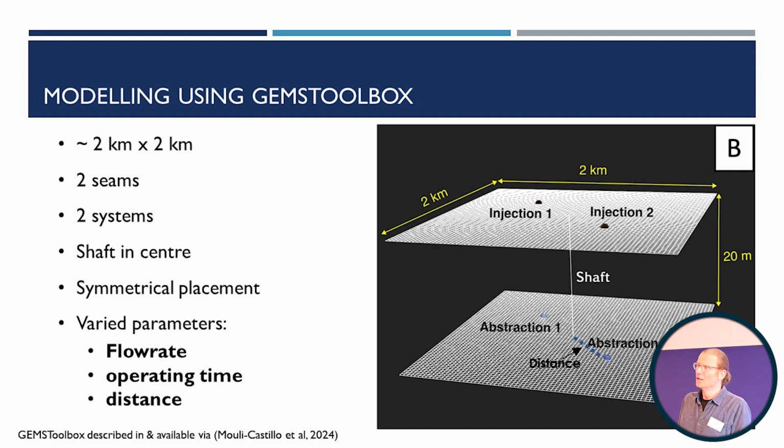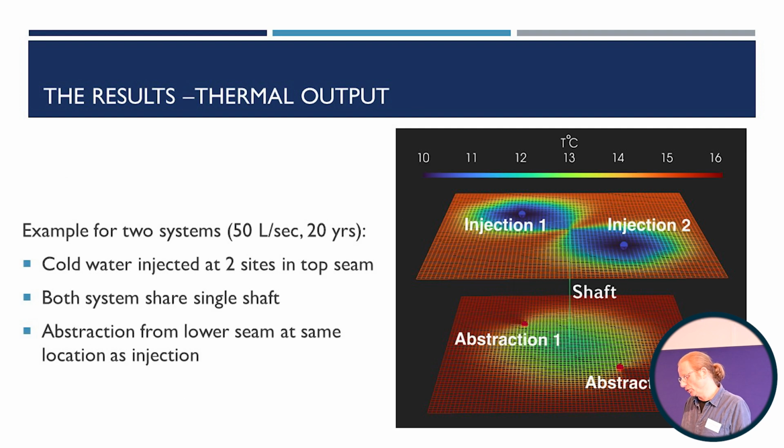It turned out that the most important parameters in this system are flow rate, so the pumping rate of each of the systems, the operation time, so the duration of the systems, and the distance that the water has to travel. So we'll look into these in a little bit more detail.